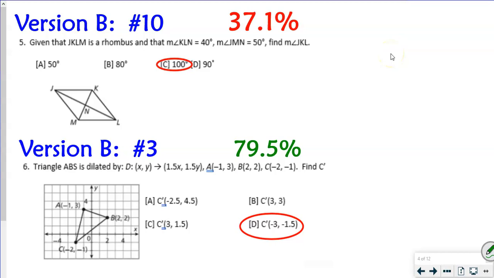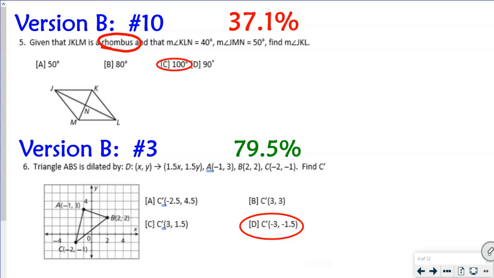So it says, given that JKLM is a rhombus, okay? Did you notice those words? So what do we know about a rhombus? We know that all the sides are congruent, right? We also know that the diagonals bisect each other, right? Okay, but that's not any of the information that was given to us in the problem. So that's really not relevant to us at all.